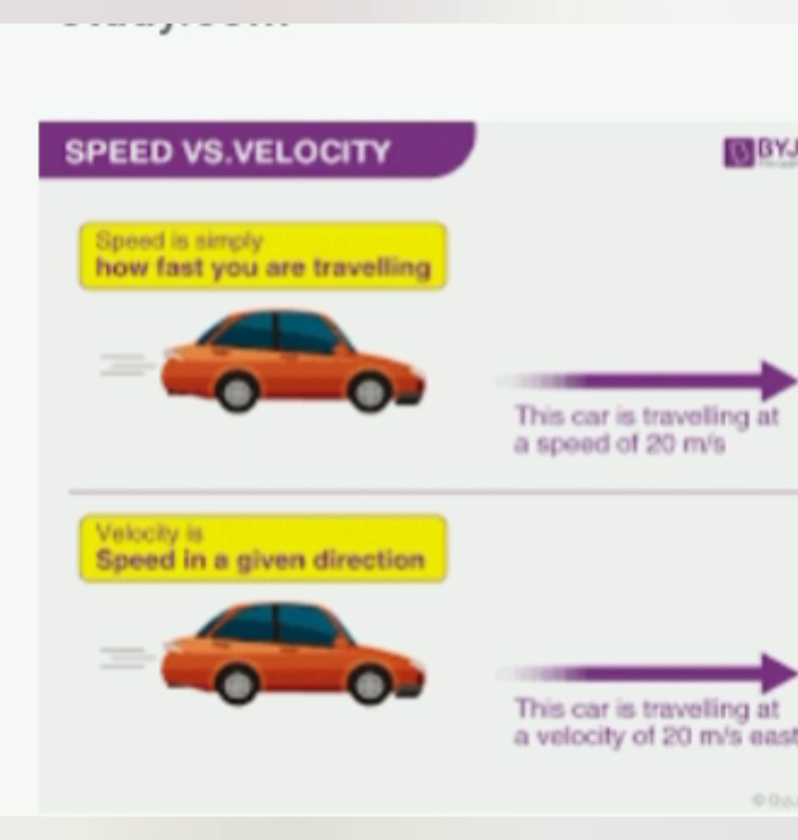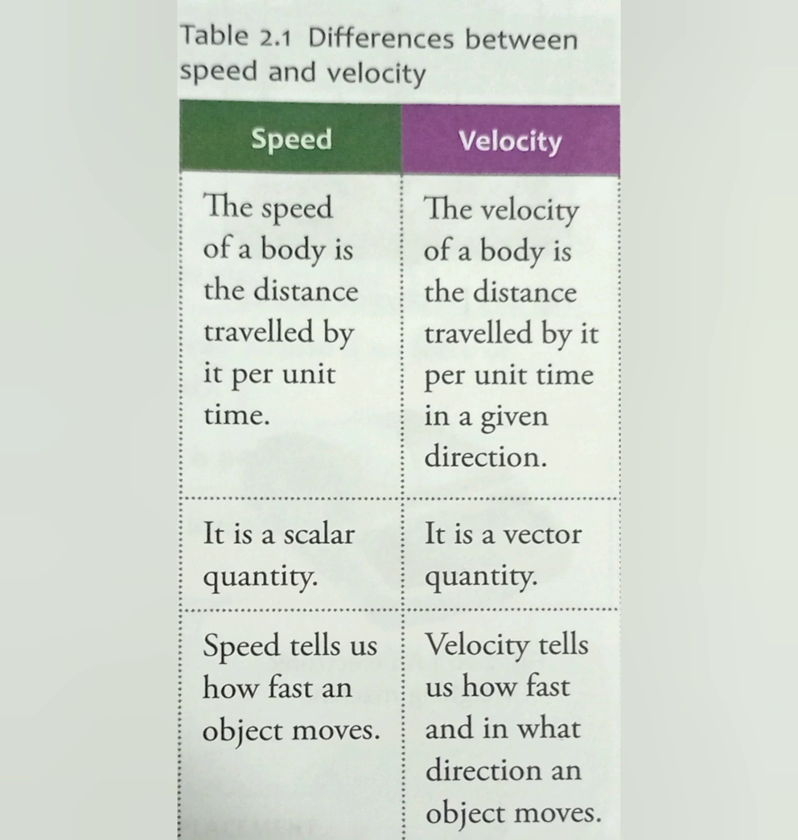Second point, speed is a scalar quantity, whereas velocity is a vector quantity. Third point, speed tells us how fast an object moves, whereas velocity tells us how fast and in what direction an object moves. So the main difference between speed and velocity is direction. Speed is a scalar quantity, having only magnitude, whereas velocity has magnitude as well as direction.